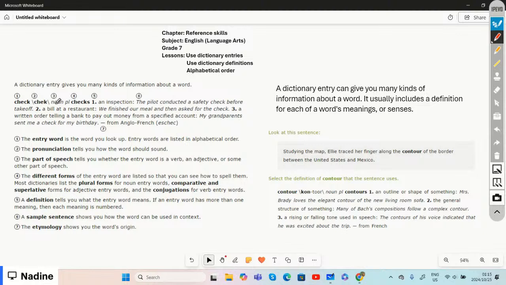So when it comes to reference skills, we need to be able to know how to use our dictionary entries. And remember in our previous lesson, we went over guide words, and in a dictionary we have guide words. These are words that will guide you if you are looking for a specific word.